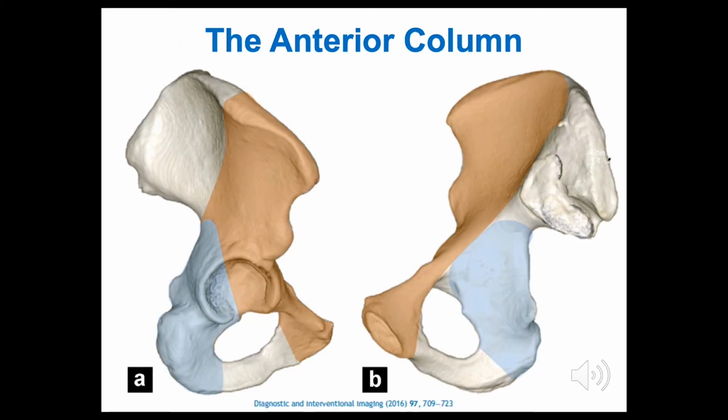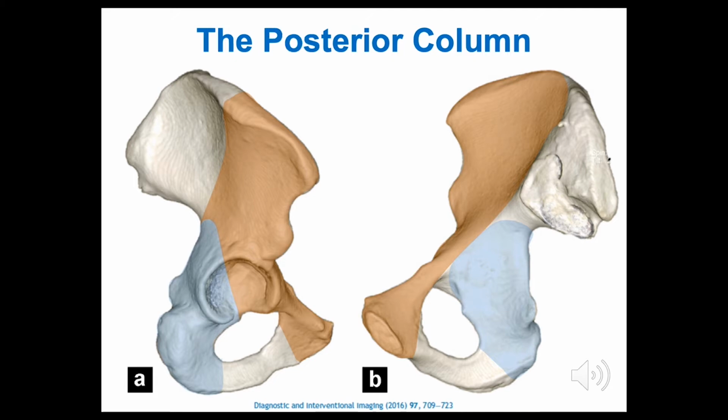So starting with the anterior column or the iliopubic column, which is brownish in color here, it consists of the anterior part of the iliac wing, in addition to anterior half of the acetabulum, superior pubic ramus and pubic body. The posterior column or ilioischial column, which is bluish in color here, consists of the posterior part of the iliac bone below the upper border of the greater sciatic notch, ischial ramus and body.